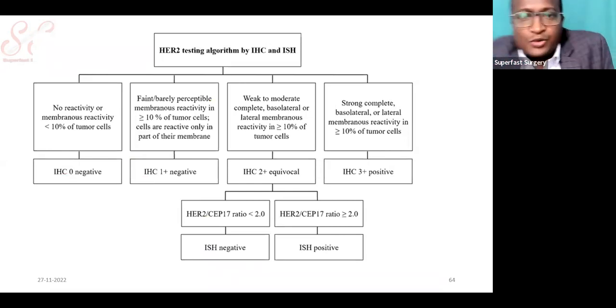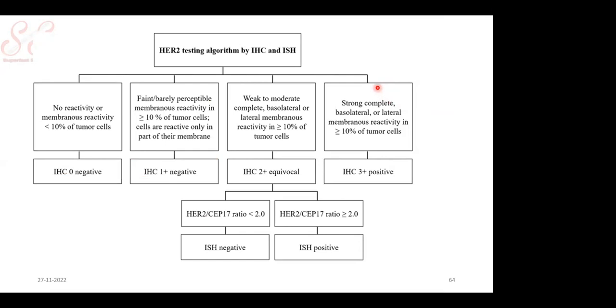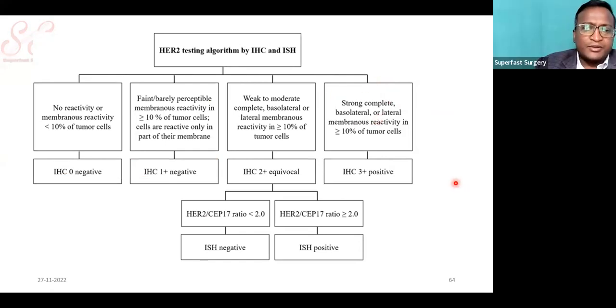Now we have the HER2 receptor. This is another important IHC marker in the evaluation of breast cancer. We must have studied during our MS days that 0 or 1 plus is known as negative, 2 plus is equivocal, and 3 plus is positive. For the equivocal, we'll be doing FISH. There are two types of FISH, fluorescent in situ hybridization: single probe FISH and dual probe FISH.